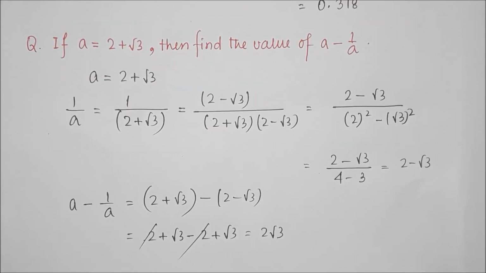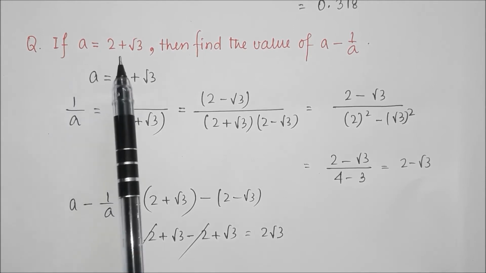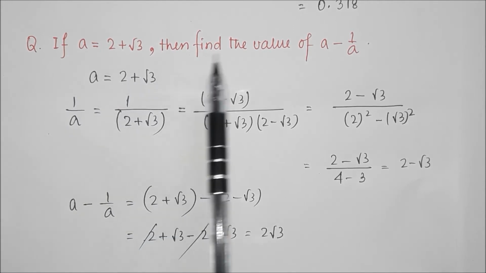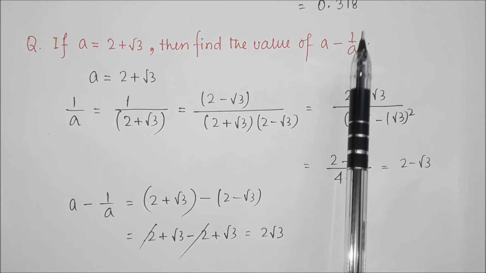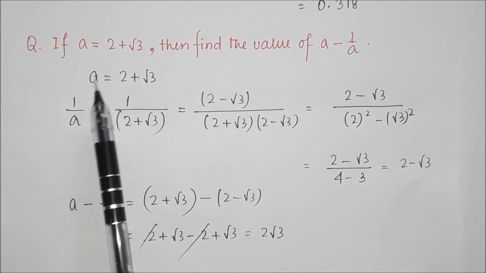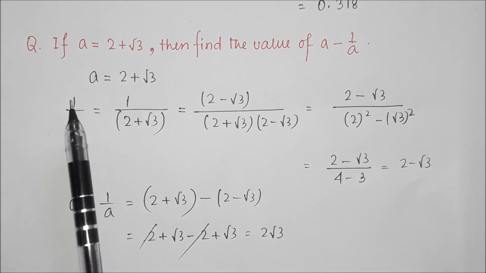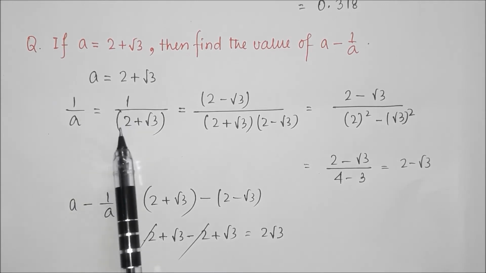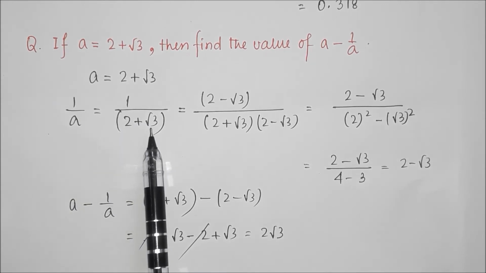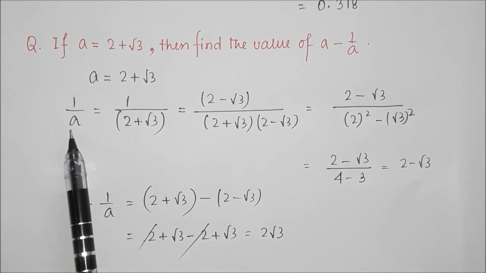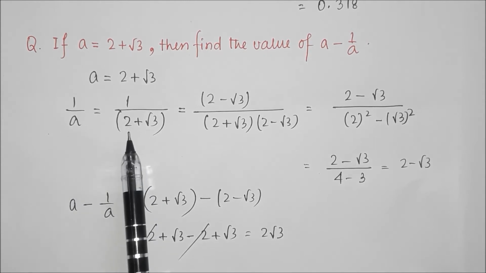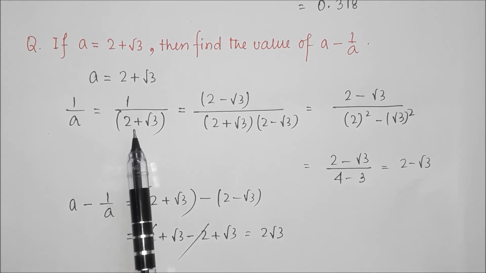Moving into the next problem. If a equals to 2 plus root 3, then find the value of a minus 1 by a. So value of a is given to you. So first calculate 1 by a. So 1 by a means 1 by 2 plus root 3. That means in the place of a we are substituting the value of a, which is equal to 2 plus root 3.